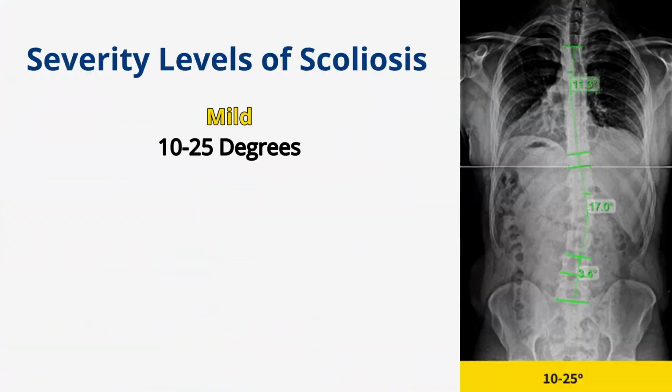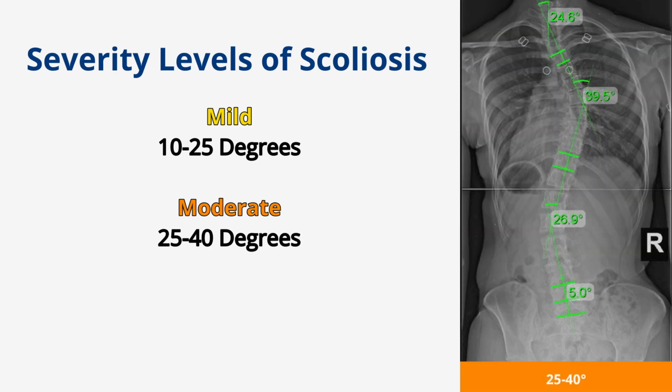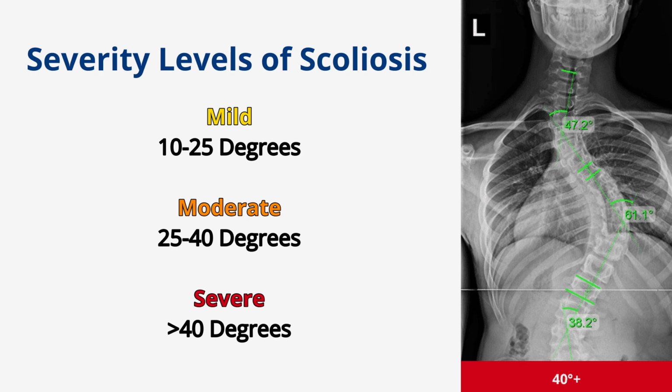Now, let's say, for example, that you have done your x-ray. We will now use it to check for the severity of your scoliosis, whether it is mild, moderate, or severe. So mild is a degree that ranges between 10 to 25 degrees. Moderate scoliosis, however, is 25 to 40 degrees. And severe scoliosis ranges between 40 and above.